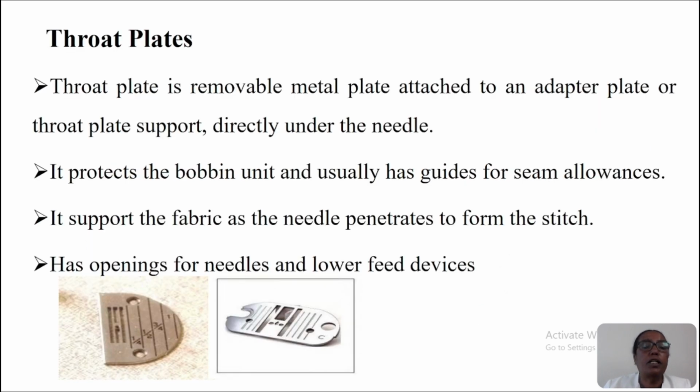Another feeding mechanism part of the machine is the throat plate. The throat plate is a removable metal plate which can be attached to an adapter plate, and it supports the fabric directly under the needle. This is the opening. These lines are used to determine the seam allowance. The throat plate protects the bobbin and usually has a guide for the seam allowance.